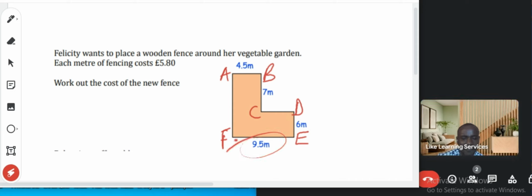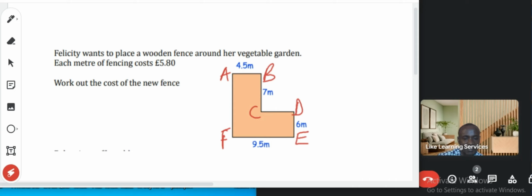9 centimeters. No, F to E, 9.5 centimeters. 9.5 meter. F to E is 9.5 meter. Okay, 9.5 meter is F to E. So how do we get C to D? Tell me again. C to D.